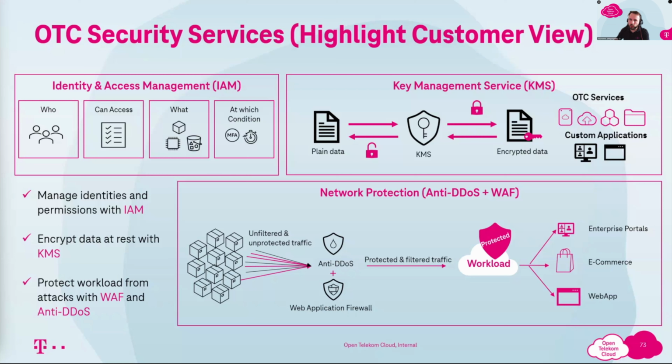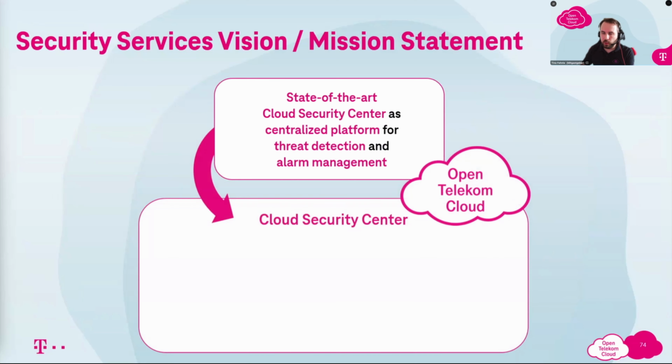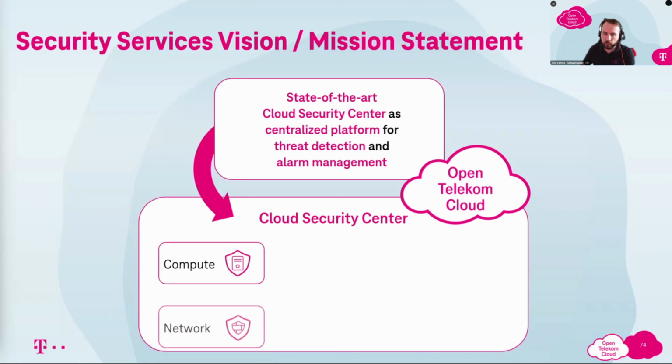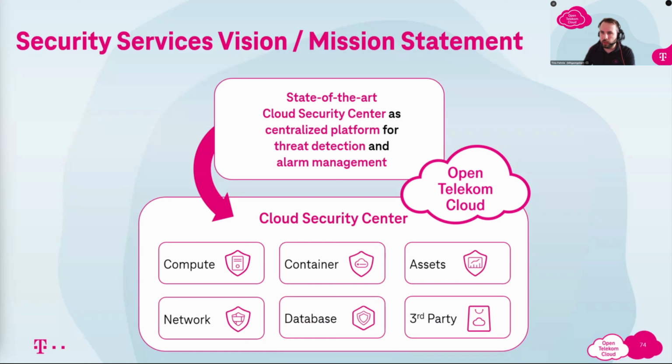What we want to achieve in the future, what is the vision, where do we want to go? We want to provide you a state-of-the-art Cloud Security Center as a centralized platform for threat detection and alarm management. This means for the whole OTC, the aim is to provide a Cloud Security Center. It should include all asset types we have, like compute, network, container, databases, and also third-party integration. So like you would expect from other big cloud providers, you have one centralized platform and you see events from all asset types you have. That is the big goal we want to achieve.